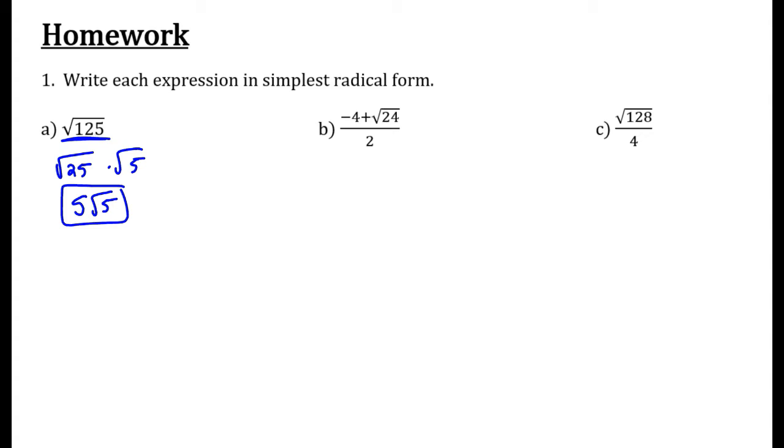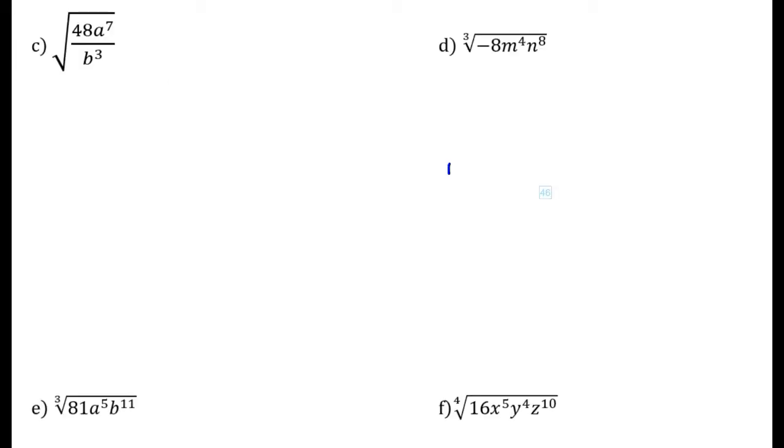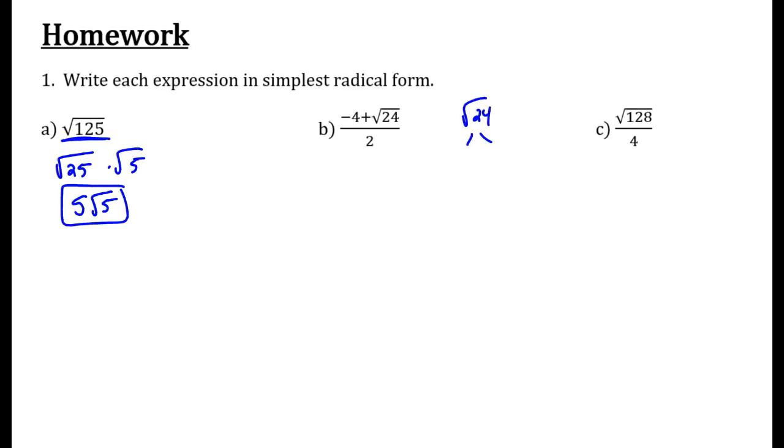B is negative 4 plus the square root of 24 over 2. So let's tackle the square root of 24 over here. How can I tear apart radical 24 using a perfect square? Well, 16, no. 9, no. 4, though, 4 works. This is radical 4 and radical 6. So that's 2 radical 6. So I have negative 4 plus 2 radical 6.